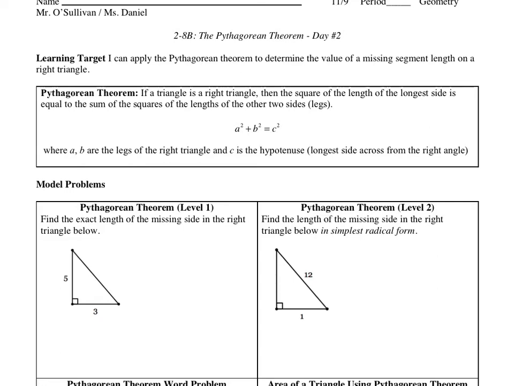Pythagorean Theorem: if a triangle is a right triangle, then the square of the length of the longest side is equal to the sum of the squares of the lengths of the other two sides, the legs. And our theorem rule is a squared plus b squared equals c squared, where A and B are the legs of the right triangle and C is the hypotenuse, which is the longest side across from your right angle.